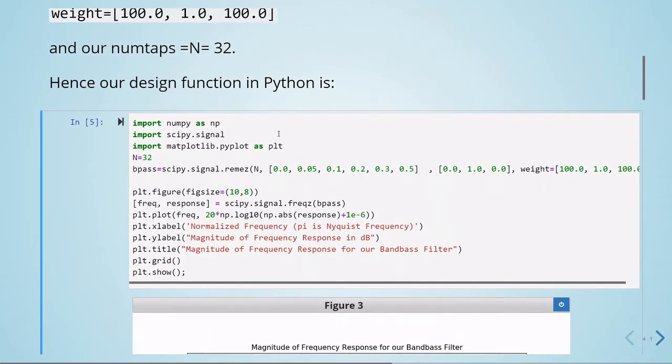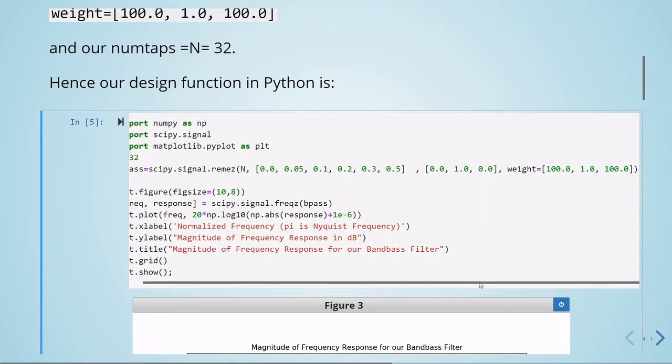So again, we're defining our filter here. We are using the Remez algorithm, using the SciPy signal remez function. So we're importing NumPy, SciPy signal, and matplotlib. Here we are defining the length of our filter, the number of taps. Here we are defining our filter. So this is the bandpass filter, and we are passing all the parameters that are necessary.